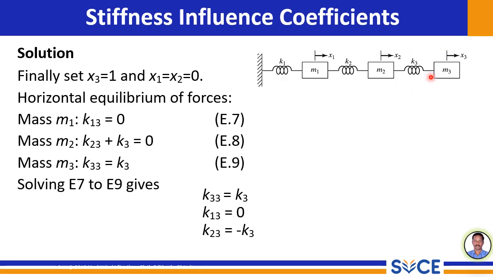That means K3 is going to be stretched or compressed. Therefore, an external force of minus K3 is required at mass 2. So K23 is minus K3. For mass 3, the third spring is stretched by 1, requiring a force of K3. That means K33 equals K3. By collecting all these 9 stiffness influence coefficients, we can form the stiffness matrix for this given system, which we collectively write in the next slide.